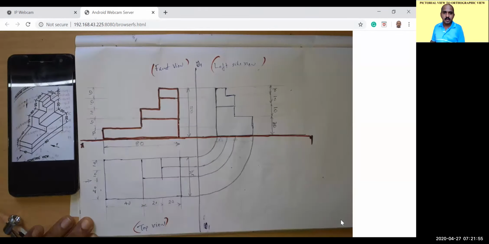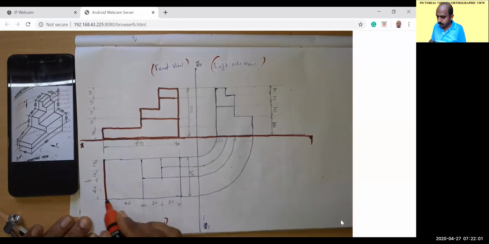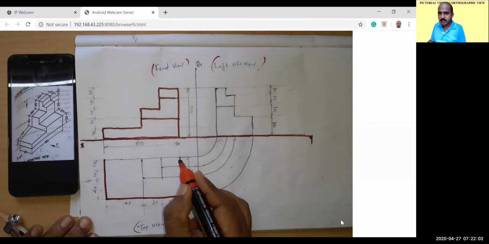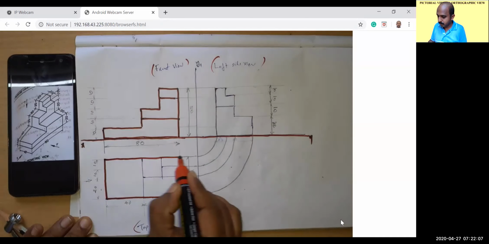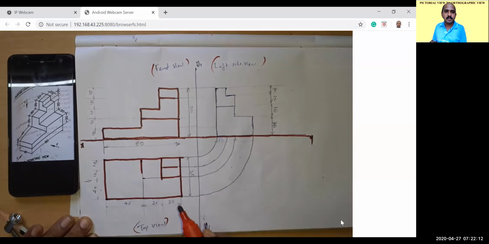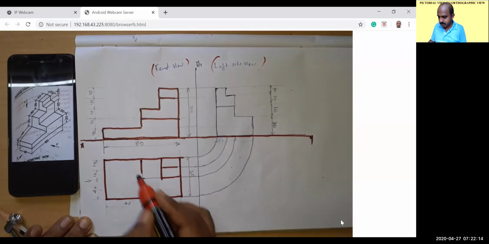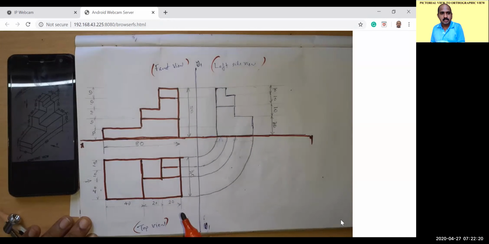This is the front view. Now, after the completion of the front view, you complete the top view by using an HB pencil. If any hidden edges are present, please mark them as dashed lines. For the given question, there are no hidden edges either in the top view, the front view, or the side view.